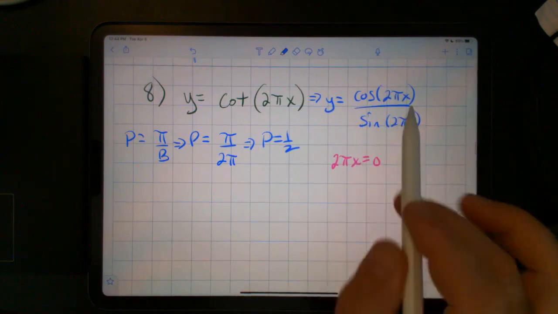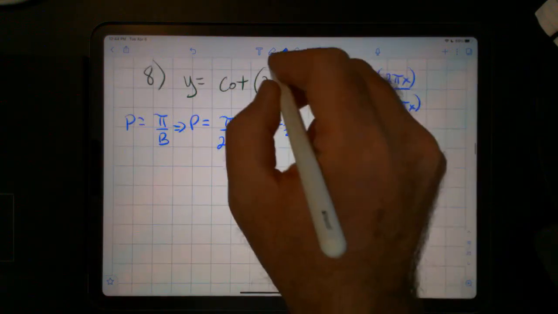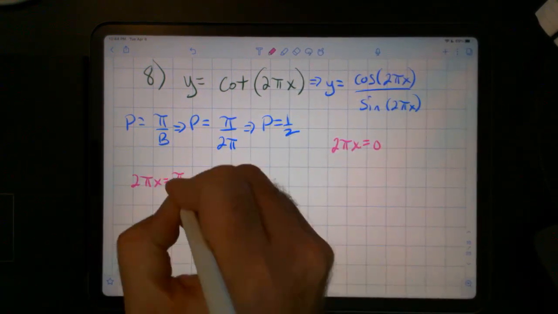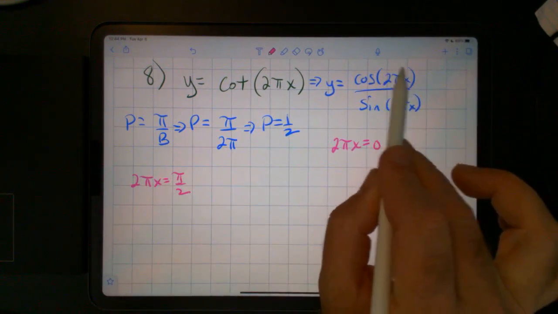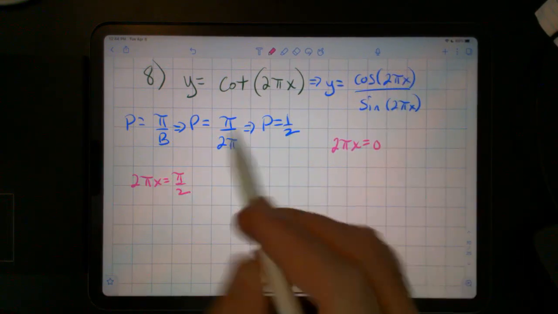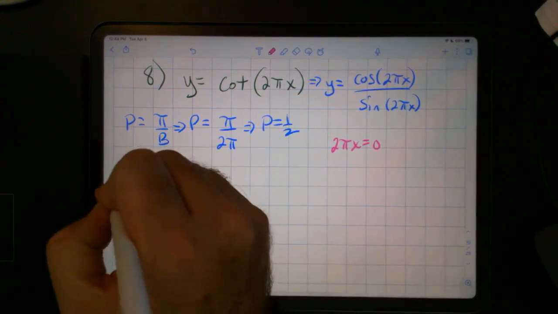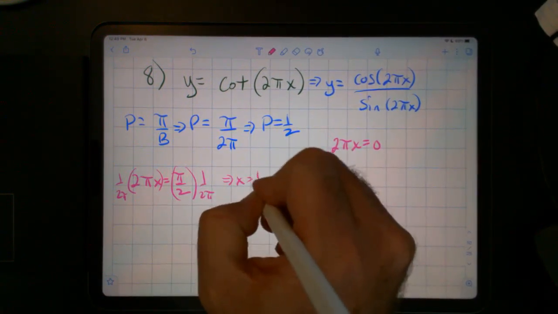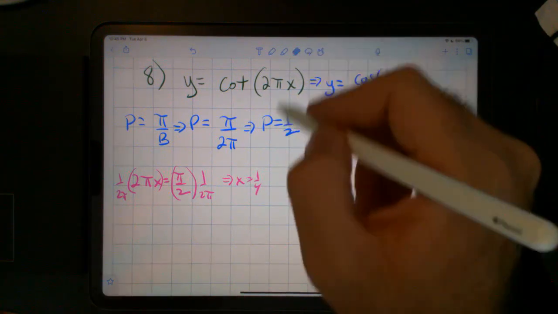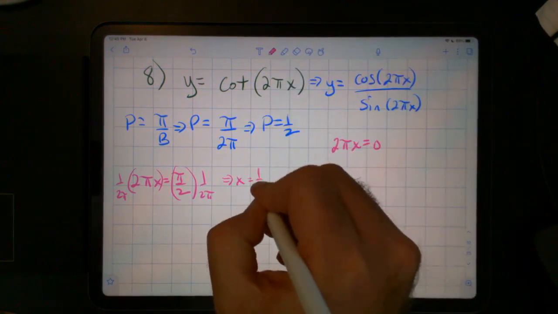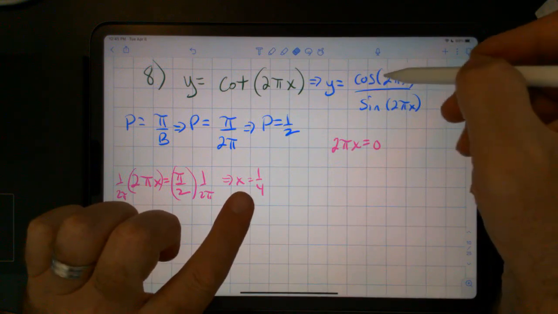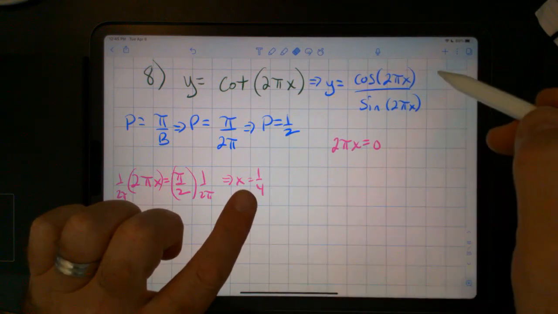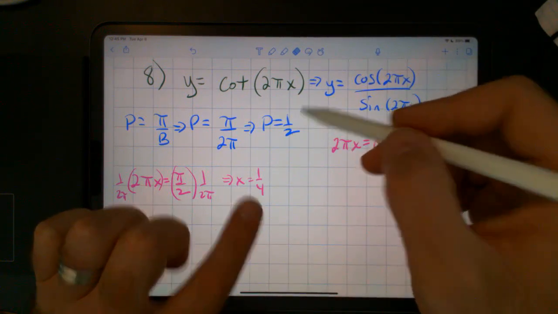It's going to cross the axis when the numerator is 0. We want 2 pi x equal to pi over 2, because when this is pi over 2, cosine of pi over 2 is 0. So we can multiply both sides by 1 over 2 pi, and this tells us that x equals 1/4. One-fourth times 2 pi is pi over 2. Cosine of pi over 2 is 0. So x equals 1/4. This will cross the axis and every half unit away from that.